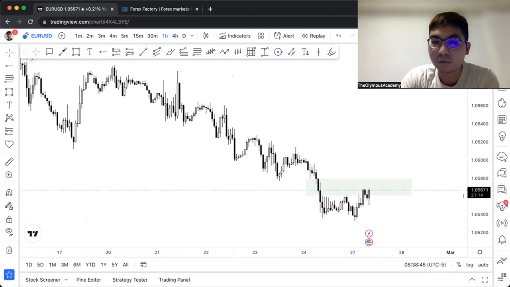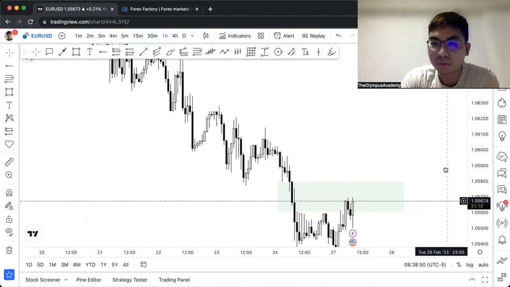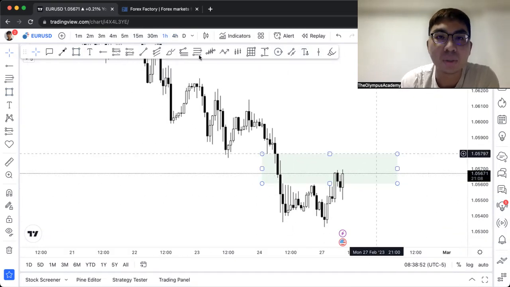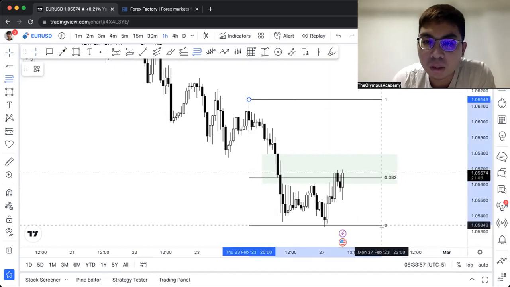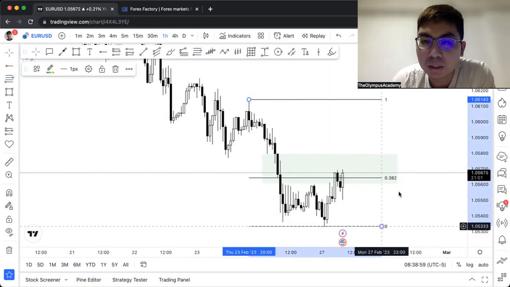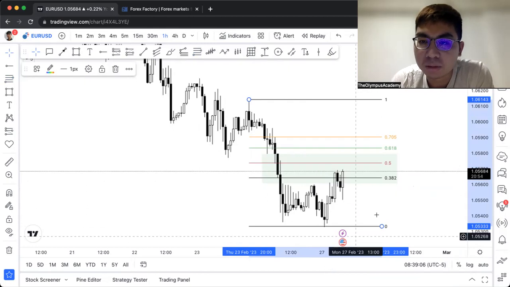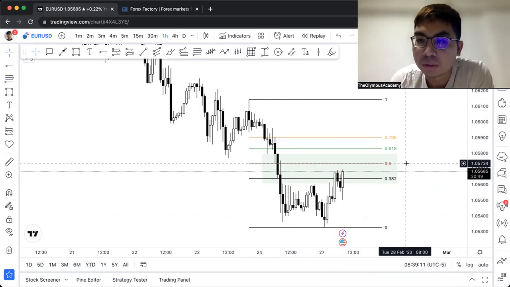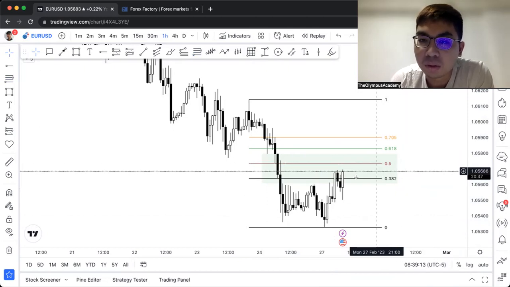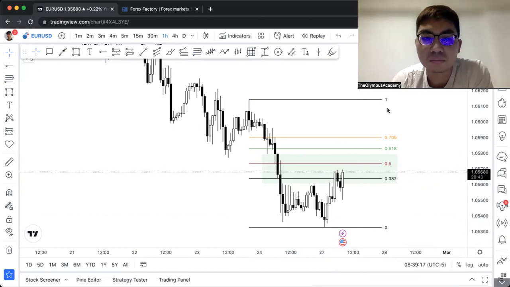This is the H4. Okay, is it the H1 fair value gap? If I draw a Fibonacci line from top to the bottom, we are likely looking for price to hit at least towards the 62% area. So 50% is likely to be hit, 1.05734. So price will likely tap into that area before reversing back down.